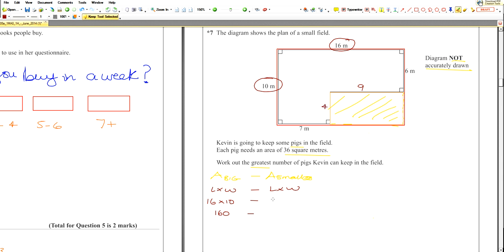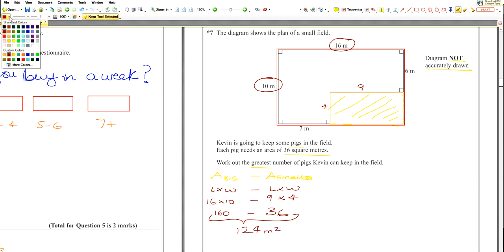Lovely. So the length and the width for this one is going to be 9 times by 4. 9 times by 4 is? 32, 28, 36. 36. Okay, lovely. Right, now, we got 160 minus 36 will give us what? 124, yeah? Yeah, okay. Thank you, Abdullah. 124 what? Meters squared. Lovely.